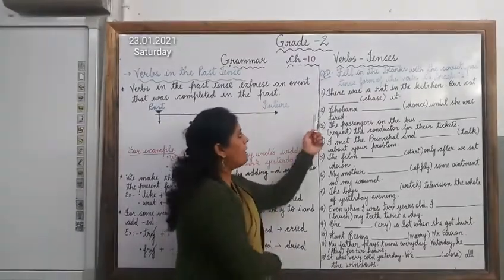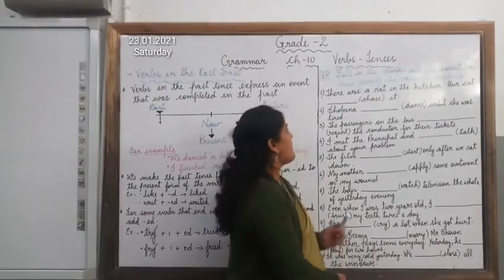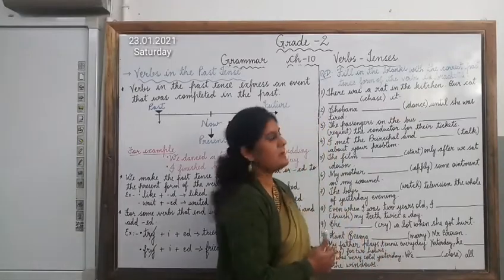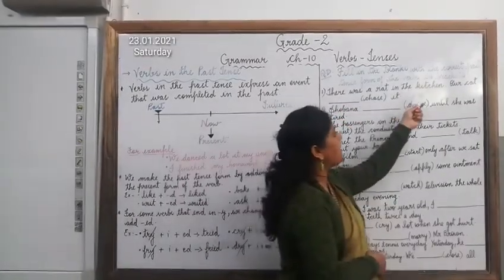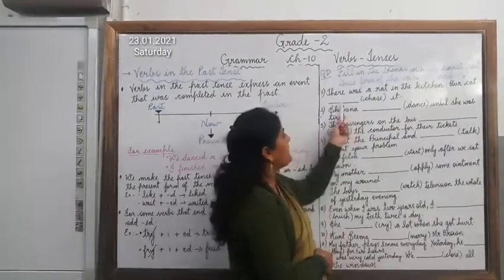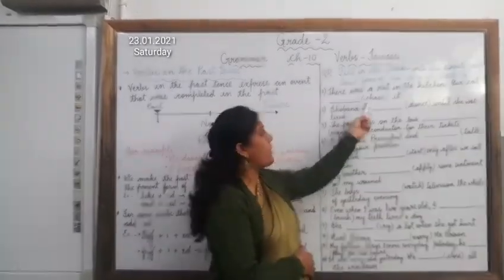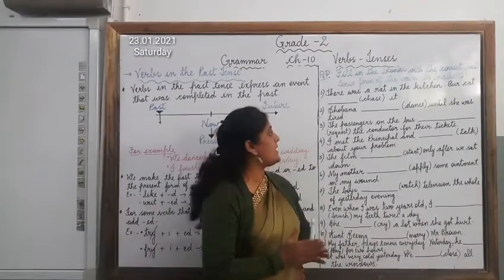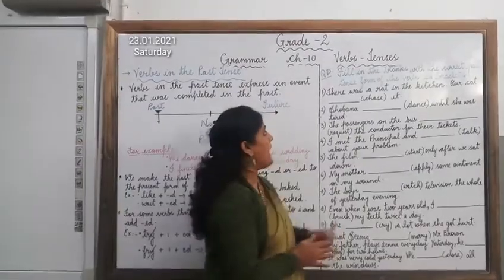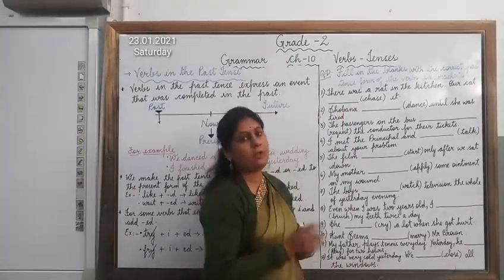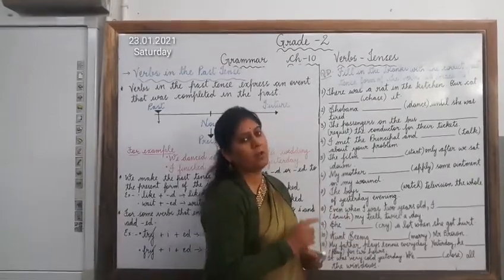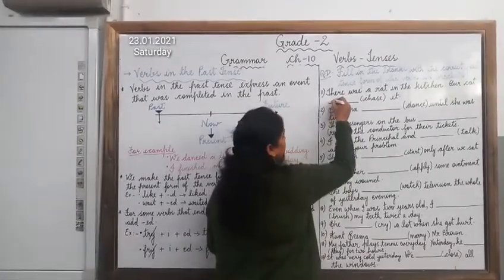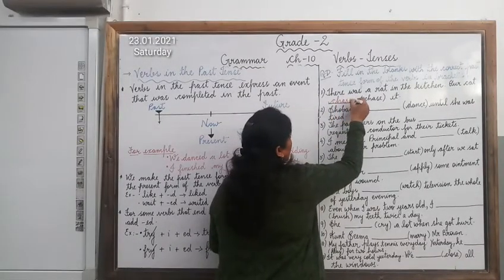Okay children? Now read question number D. Fill in the blanks with the correct past tense form of the verbs in the brackets. Now here, there was a rat in the kitchen. A cat chased it. Now the present form of the verb is given to you, that is chase. You have to convert this chase into the past tense. Okay, as we are talking about there was a rat, so we are talking about the past. So the verb will also become past. Chase will become chased. We just add d to the verb chase.